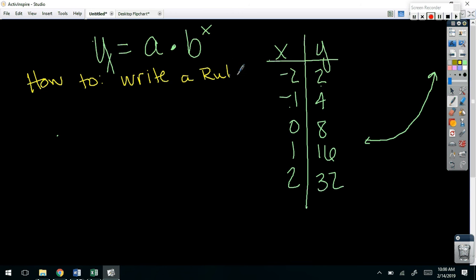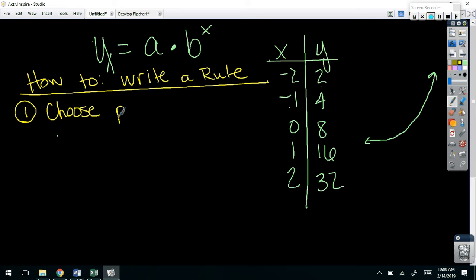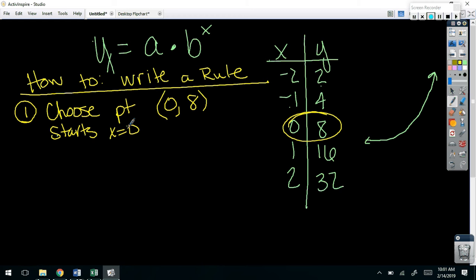How to write a rule. All right, the first thing you want to do is choose your point 0, whatever goes with 0. In this case, it's 0, 8. Whichever one starts with 0, choose a point that starts with x equals 0. So they're going to give you a list of numbers, and you pick the 0 one. You're going to plug that into your formula.